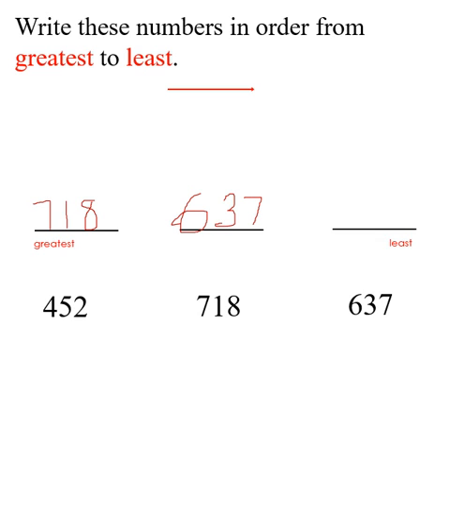And that means that 718 should be first, then 637, then 400. Remember, least, not greatest. So 452 should be the least. So greatest, 718, then 637, then 452 being the least.